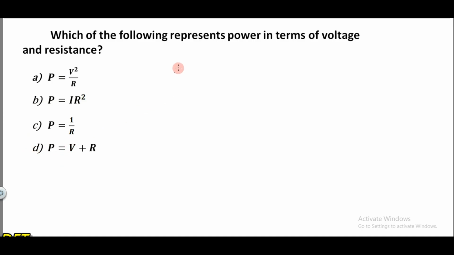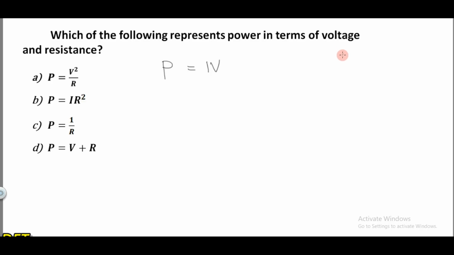Ordinarily, you should know that electric power is equal to IV. This is the formula for electrical power. Electrical power is equal to IV, right? And if you look at this formula, we don't have it in the options, right?